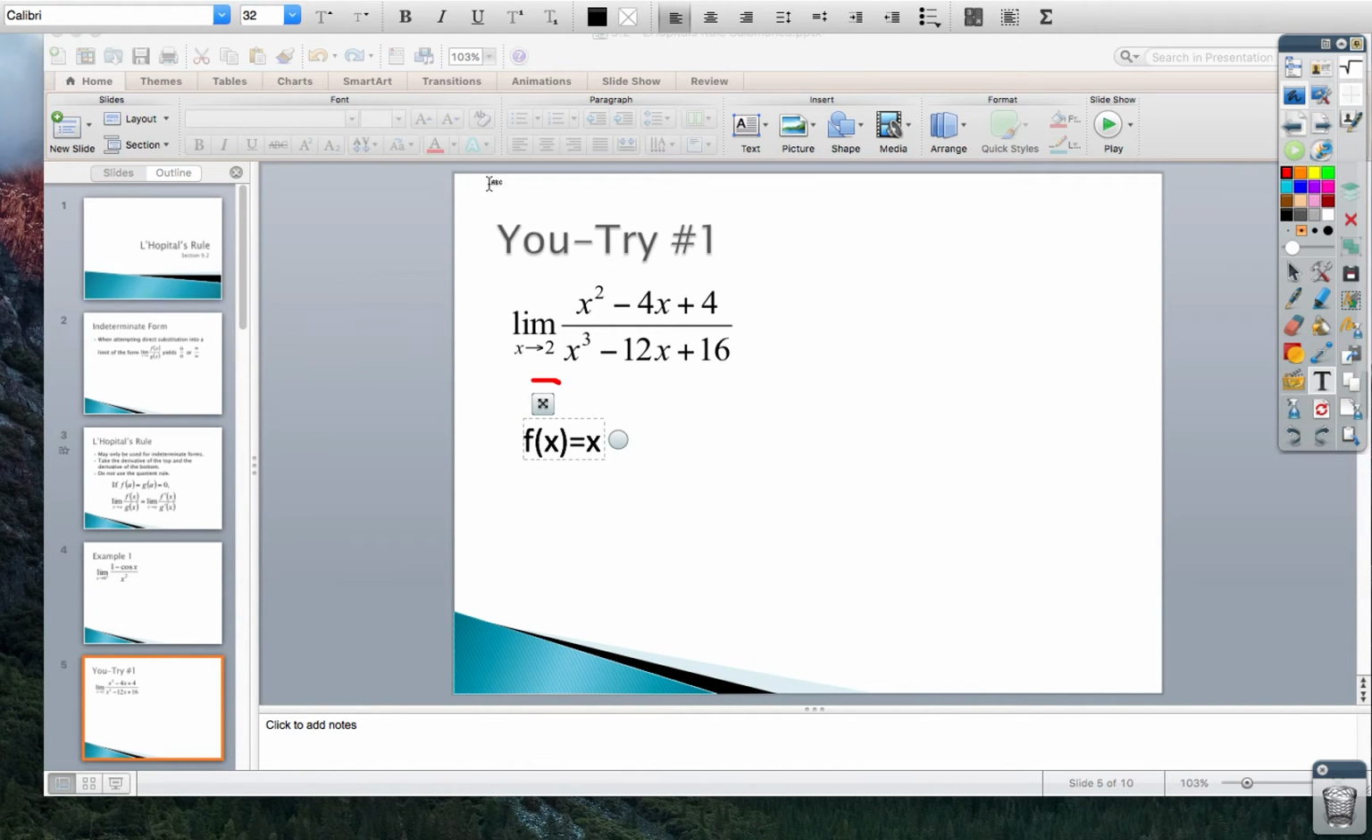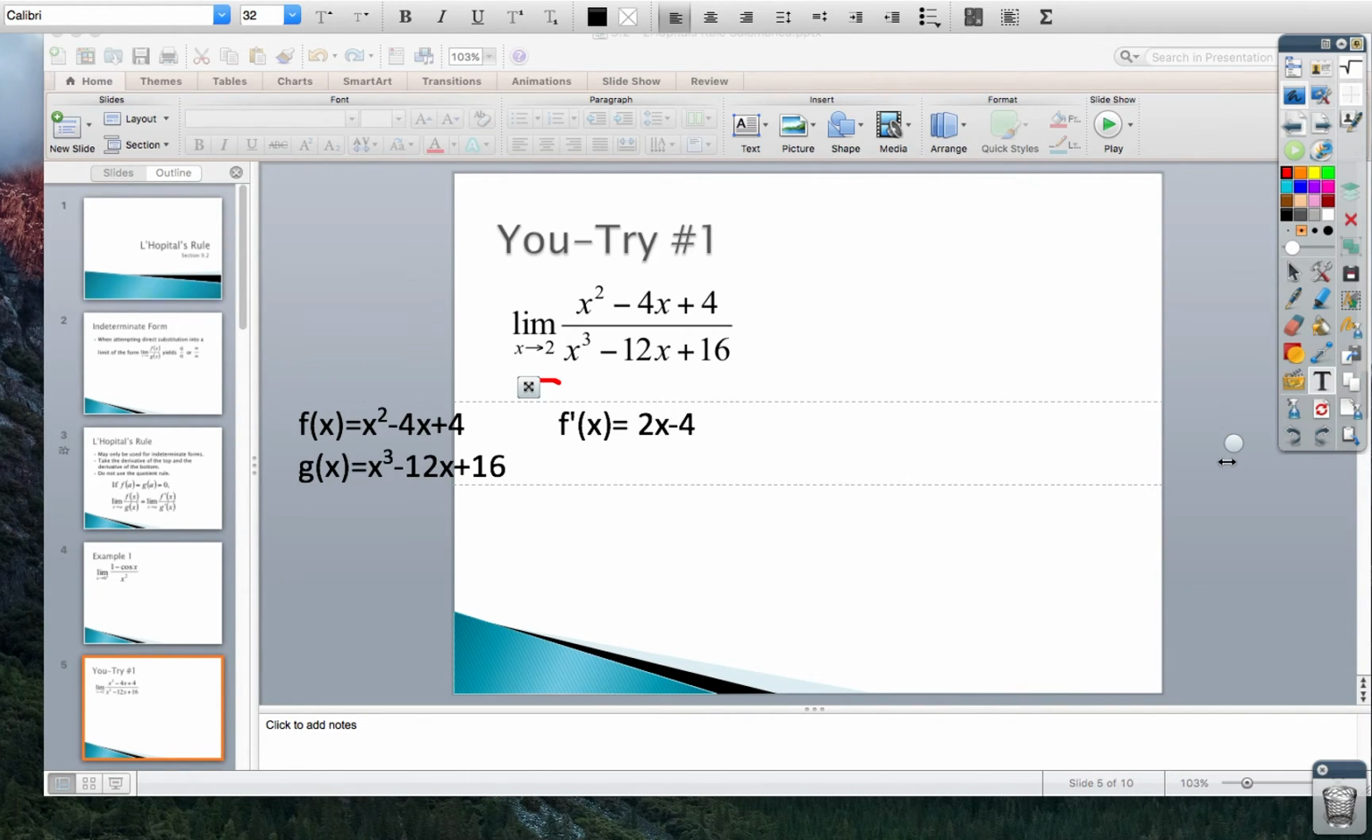So f of x equals x squared minus 4x plus 4, all divided by g of x, which is equal to x cubed minus 12x plus 16. Now, when we take the derivative of each piece, we're going to get f prime of x equals 2x minus 4 and g prime of x is going to be equal to 3x squared minus 12.